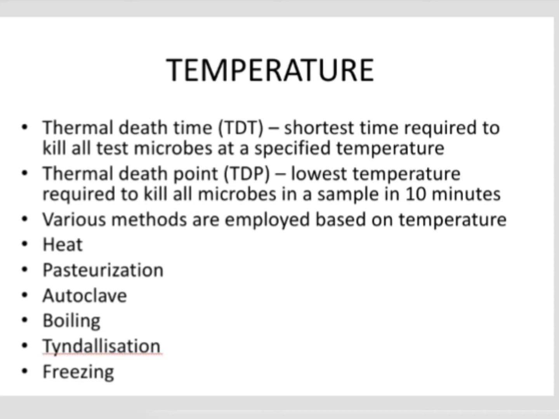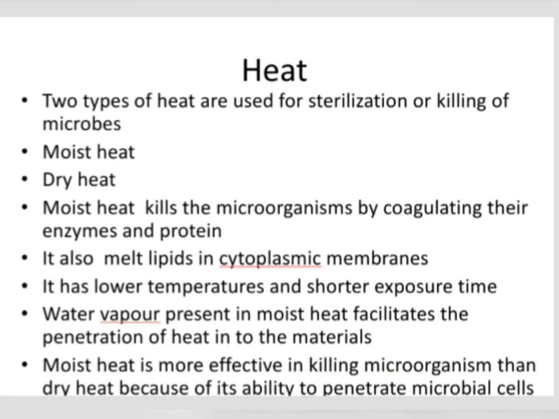And various methods that are employed based on temperature include heat, pasteurization, autoclave, boiling, tyndallization and freezing. Heat: two types of heat are used for sterilization or killing of microbes. It includes moist heat and dry heat. Moist heat kills the microorganism by coagulating their enzymes and proteins, and it also melts the lipid content in the cytoplasmic membrane. It has a lower temperature and shorter exposure time.